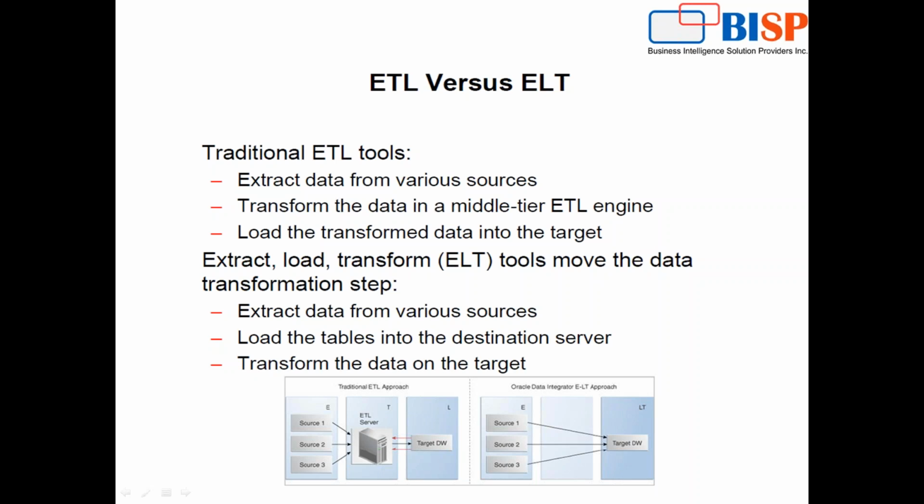We transform; we apply some transformations on top of that. Probably we want to apply some filters, concatenate first name and last name, look up on something else, or sort. There are so many things you can do. Maybe you want to do a pivot or a transpose. Many things can be done at the transformation level, and then we load. Where do we load? We load into a destination, in most cases a data warehouse, the target.